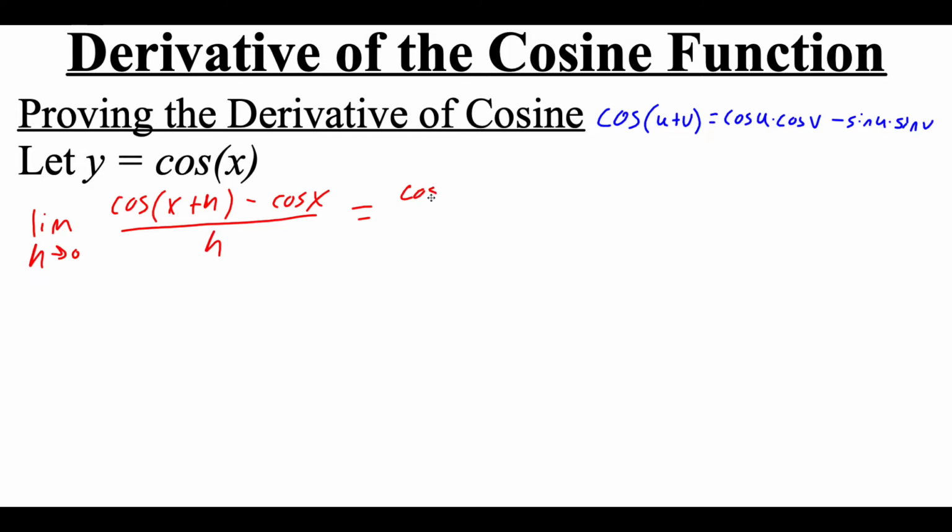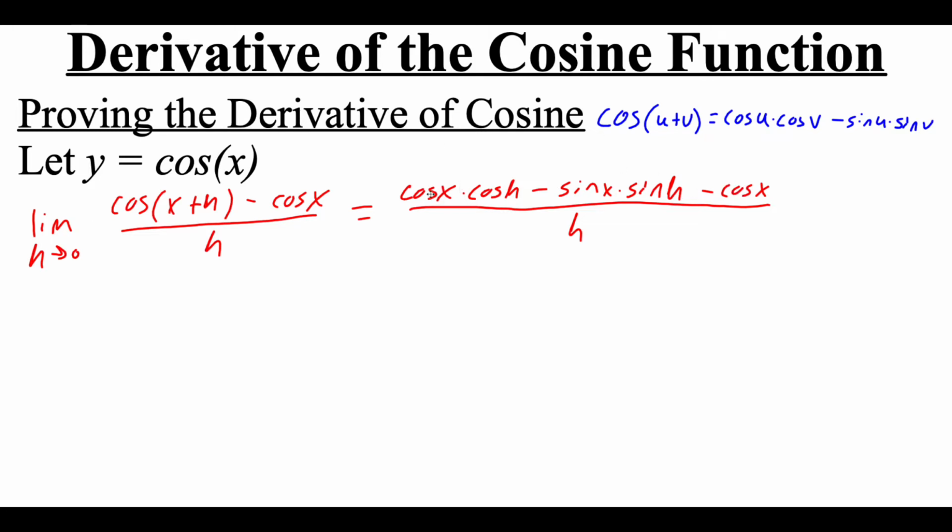So we do the cosine of x times the cosine of h minus the sine of x times the sine of h, and then we still have this minus cosine of x hanging out on the back end, and this is all still being divided by h. I'm going to rearrange the numerator just a little bit.